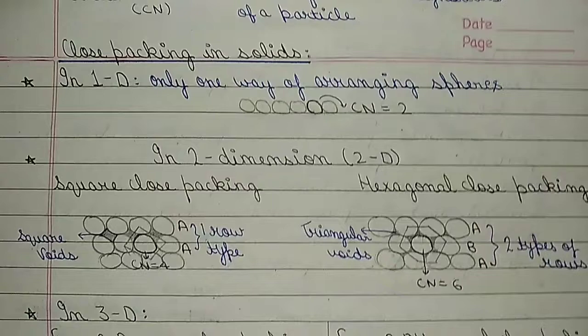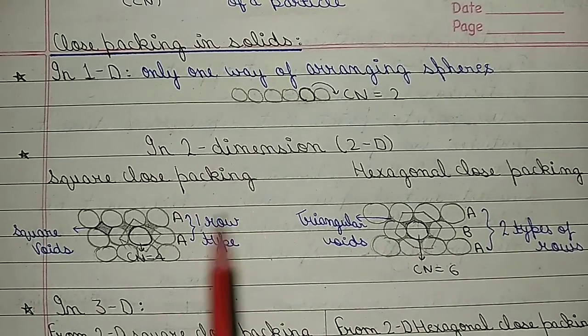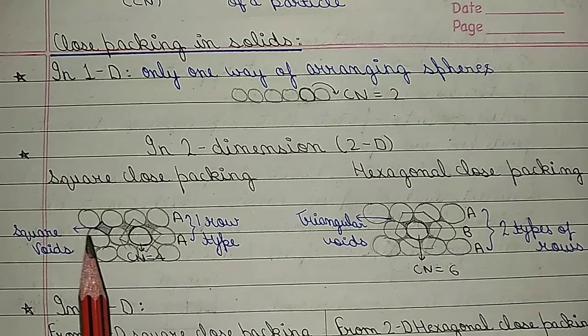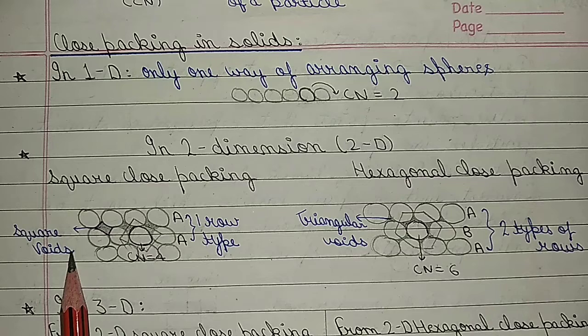In two-dimensional solids, first is square close packing. In square close packing, there is only one type of row. One row is arranged after another. While arranging these constituent particles, some empty space is left between these particles. This empty space is called voids. These voids look like squares. That's why they are called square voids.